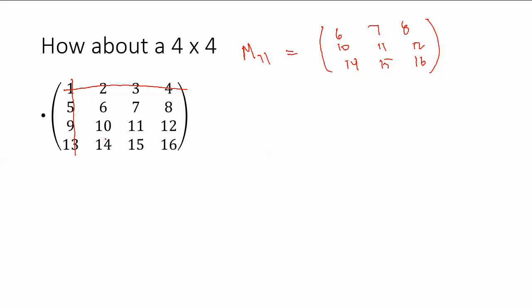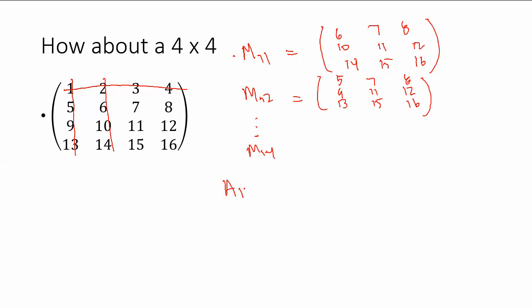M12 would be a similar process, except that would be crossing out the first row, second column, and M12 would be, let's see, 5, 9, 13, because we're crossing out the second column instead of the first, but still the first row, 7, 11, 15, and 8, 12, 16. Okay, well, the reason I'm pointing this out, and we can keep on going, M13, M14, but now I would need to do each of the cofactors.